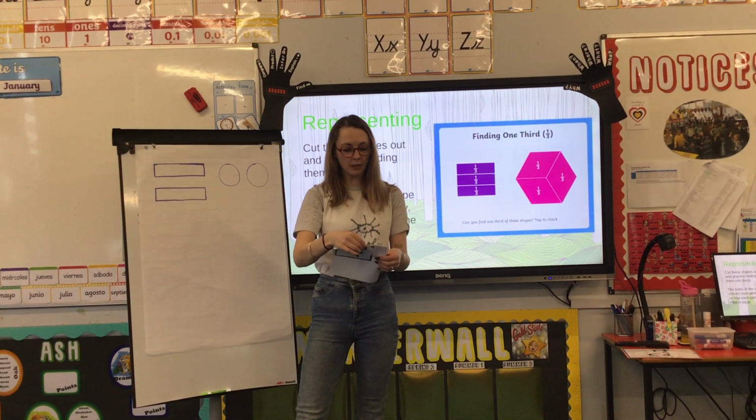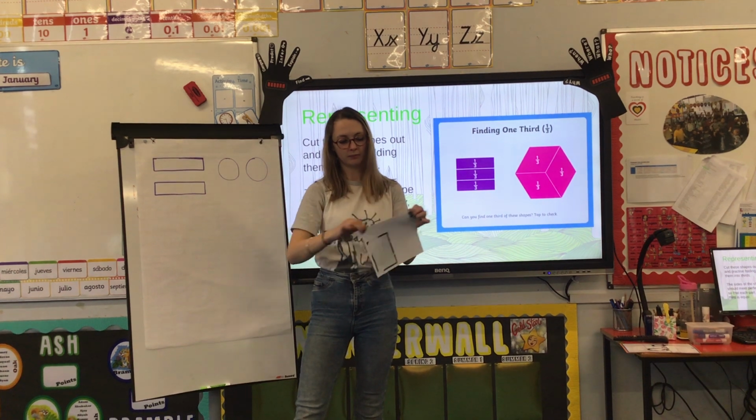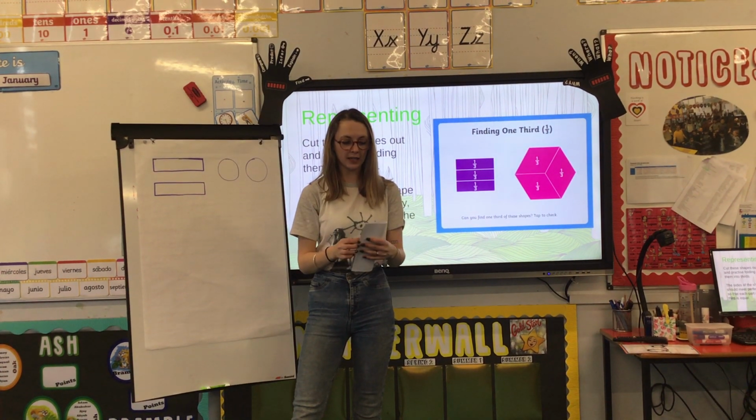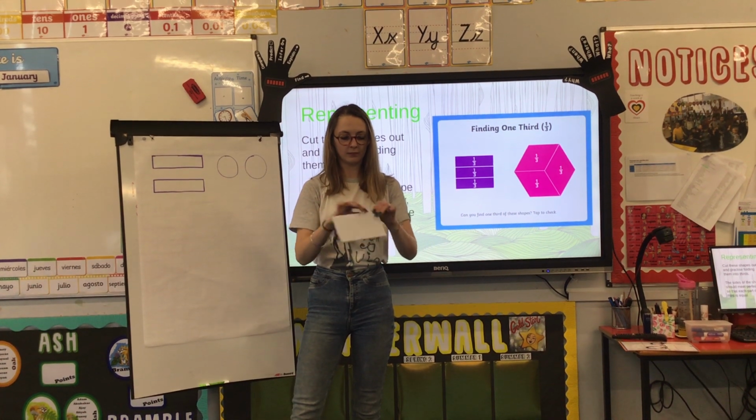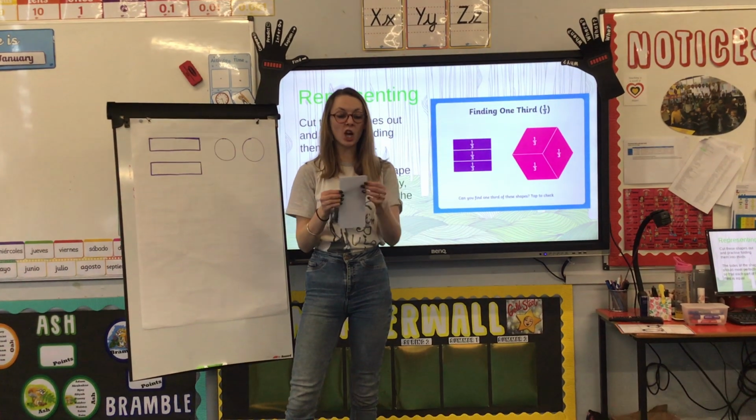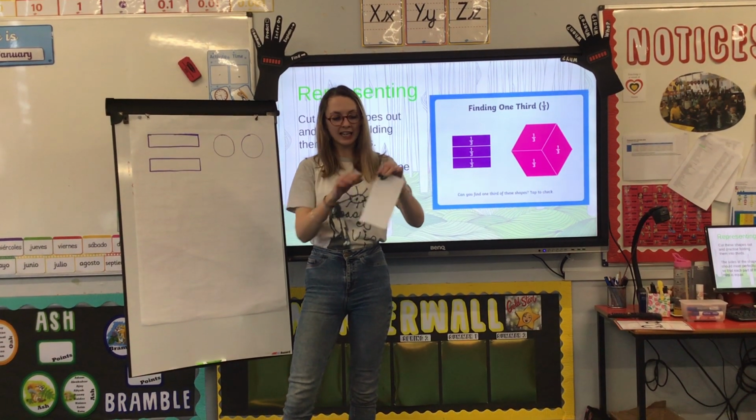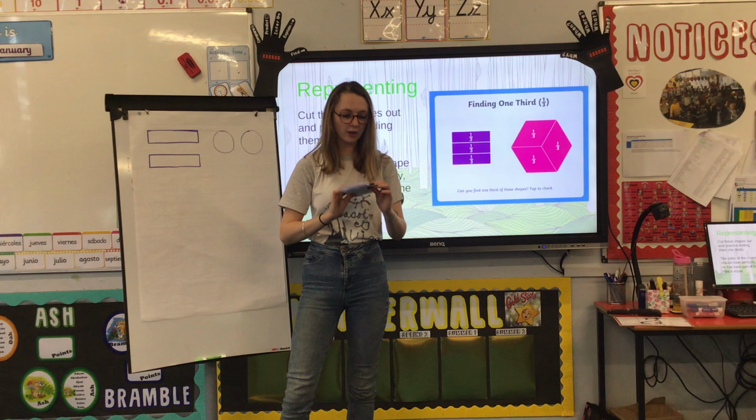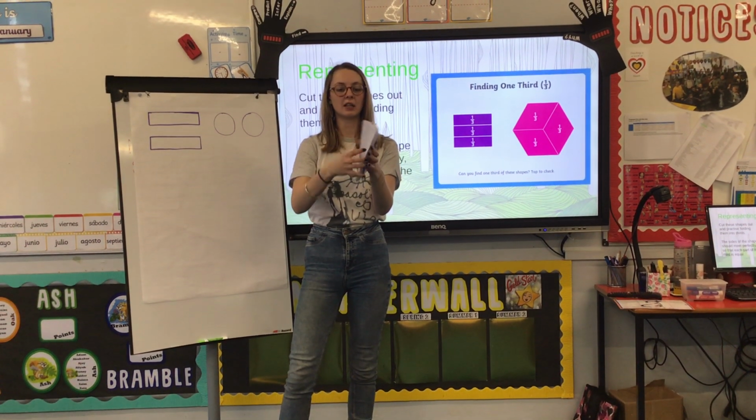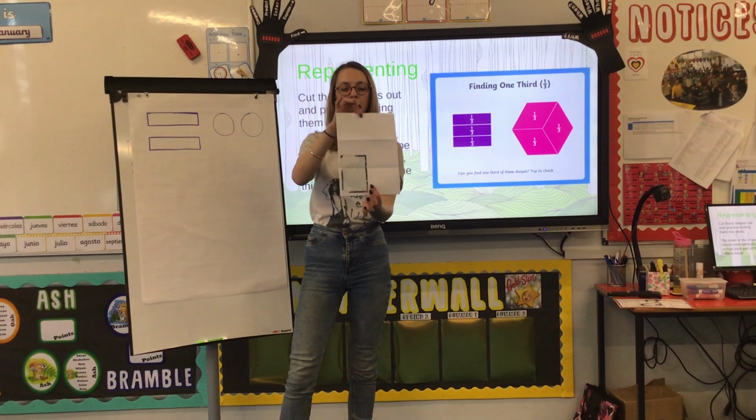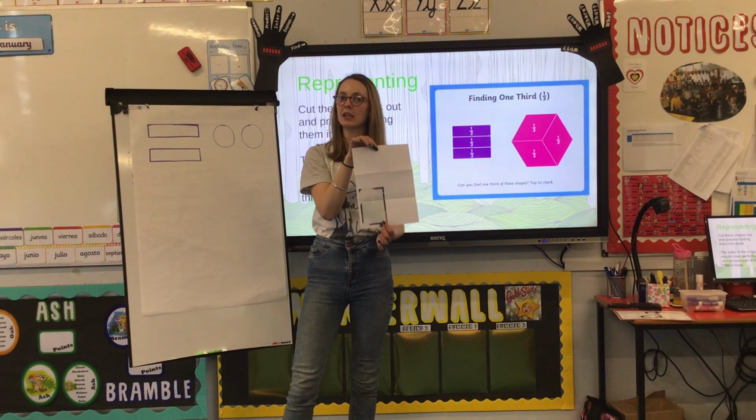So, I'm going to fold my first section into 3, and then I'm going to fold my second. Now, I can already tell that that is not entirely equal. My folding is a little bit off, but on the whole, it does look like 3 equal parts. It's just ever so slightly wonky. So, 1, 2, 3.